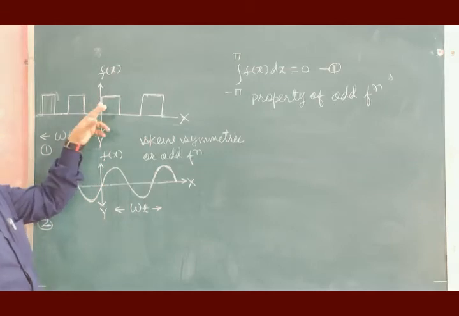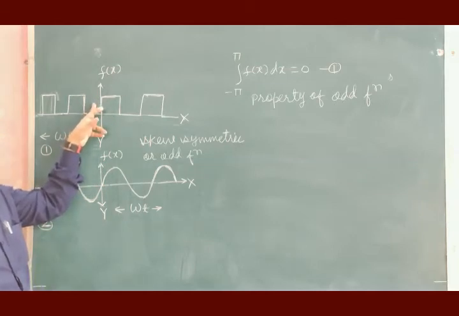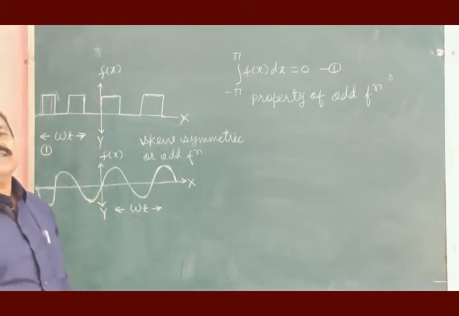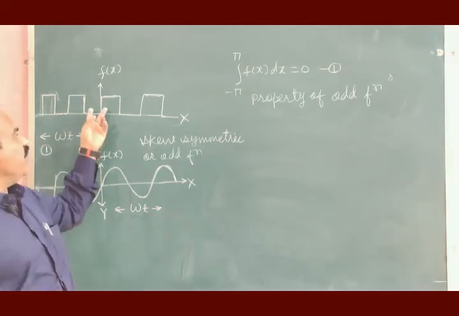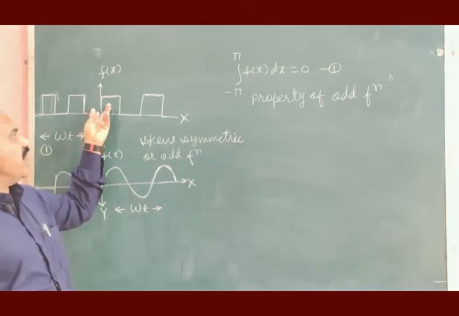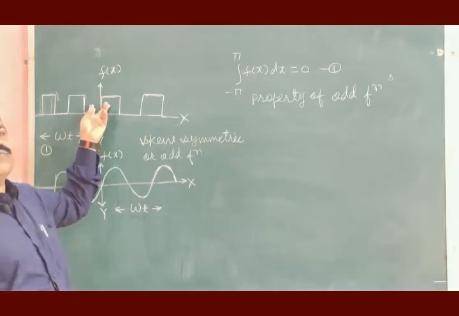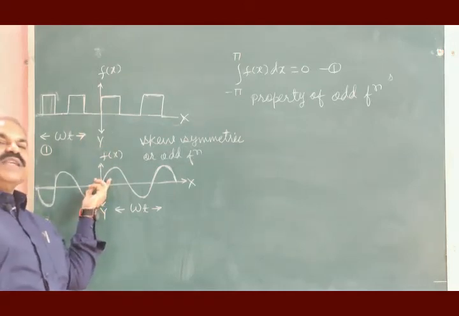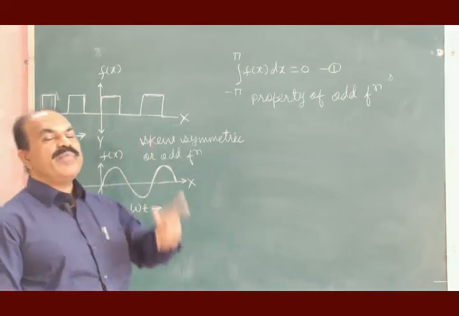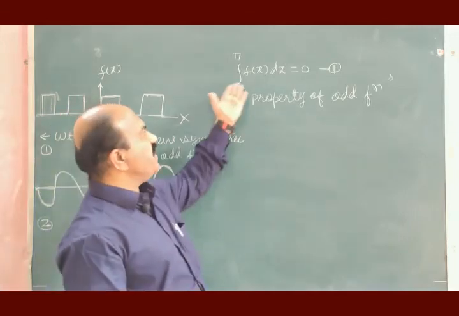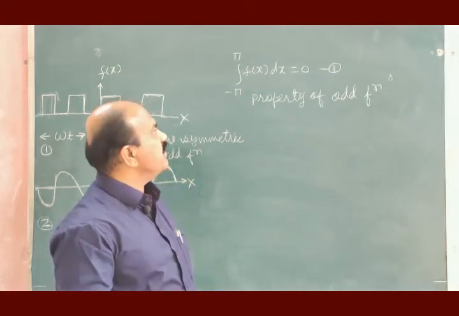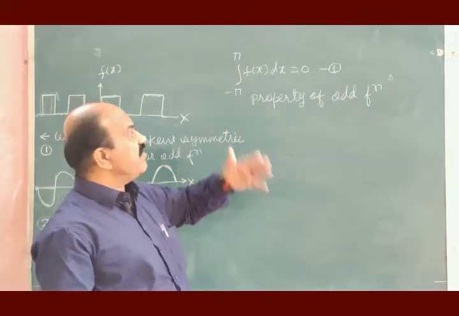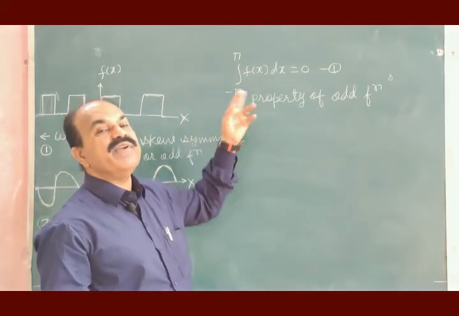If we add these two, this and this are identical, one is positive, the other is negative. If we add these two, the addition will be 0. That is, if we carry out integration for this part and this part, we will get 0. So the property of every odd function is this: the integral from minus pi to pi of f of x dx is equal to 0 if f of x is an odd function.